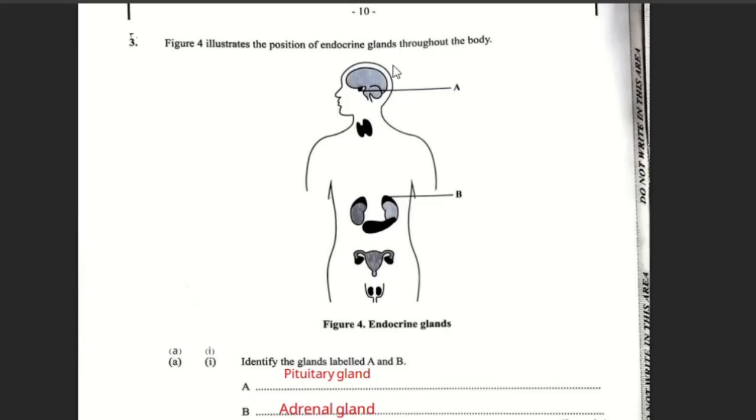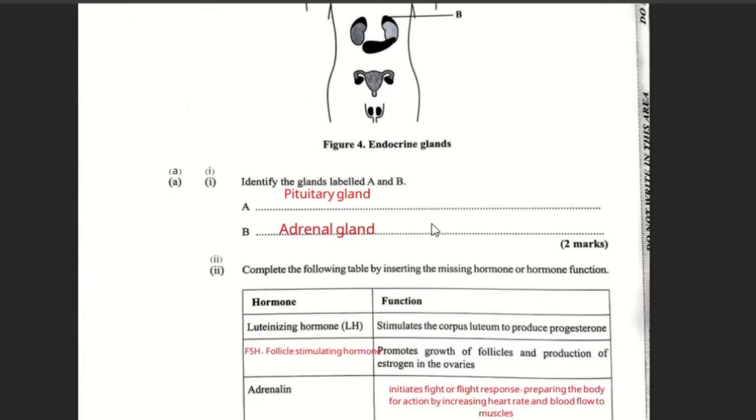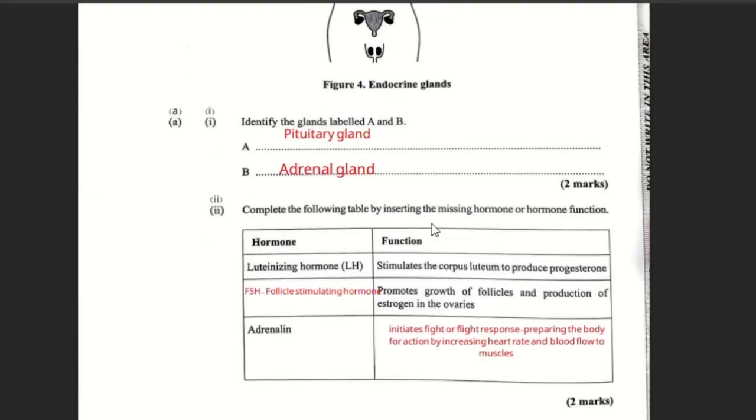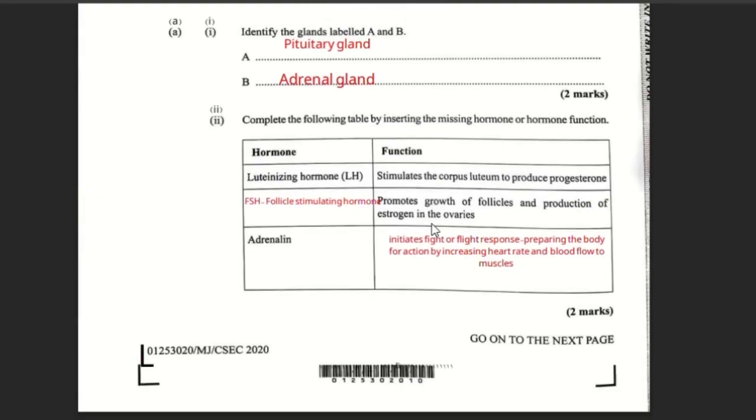These are probably two of the most common glands that everybody might remember out of all of them: kidney, adrenaline, and then pituitary, brain. So now complete the table by inserting the missing hormone or hormone function. LH, luteinizing hormone, stimulates the corpus luteum to produce progesterone. This is what they have already. But the part that they want us to answer is FSH. So the function is to promote growth of follicles and production of estrogen in the ovaries. So this is the follicle stimulating hormone, right? That would be the hormone for here.